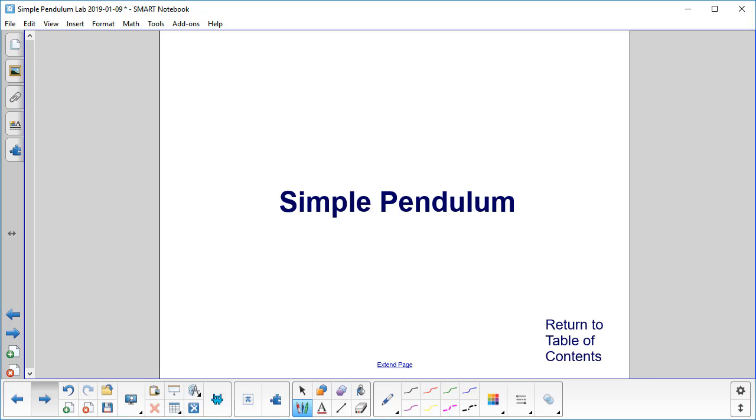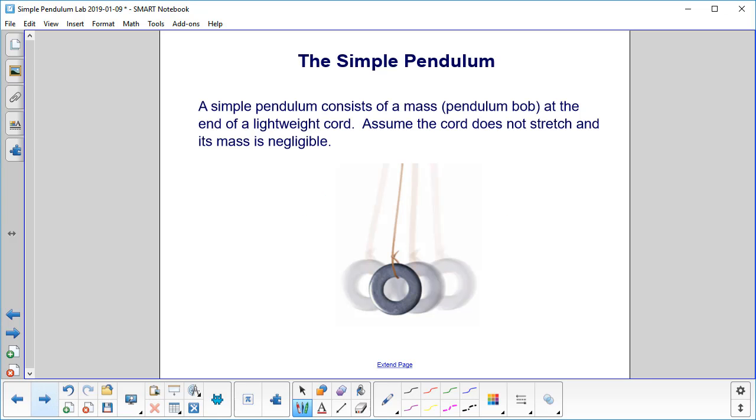Simple pendulum. A simple pendulum consists of a mass, another name for which is the pendulum bob, at the end of a lightweight cord. Assume that the cord does not stretch and its mass is negligible, so negligible that we'll call it zero.